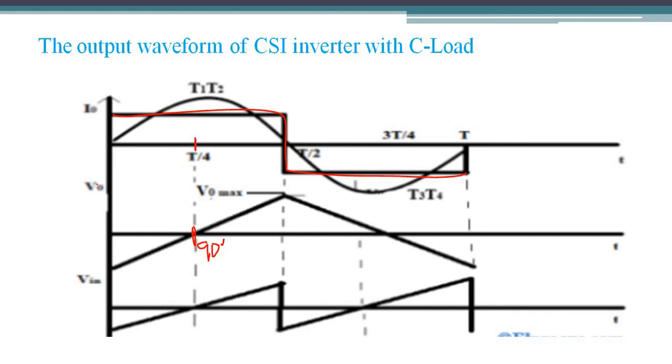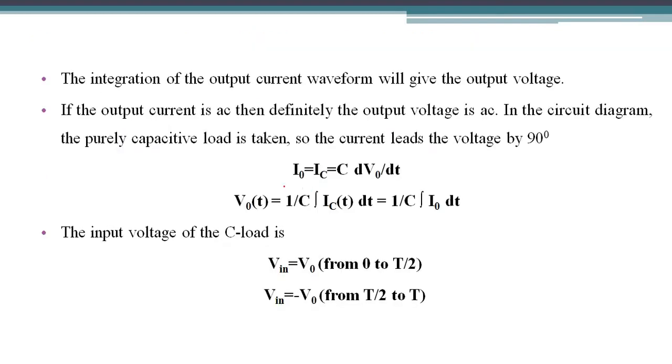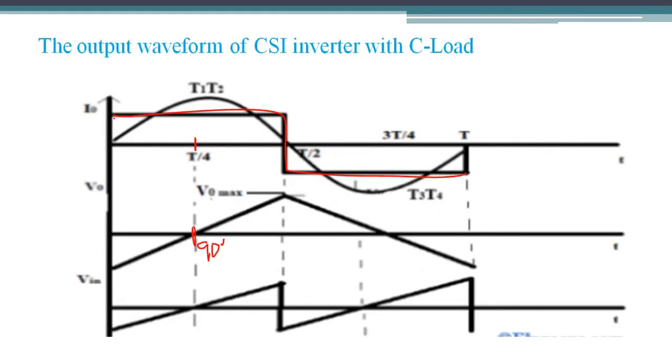Or you can also obtain it from this relation. We have I0 is equal to IC is equal to C dV0 by dt. From this we can obtain V0(t) is equal to 1 by C integration of IC dt, or 1 by C integration of I0 dt. That means if we integrate this square wave, you get a triangle in nature.